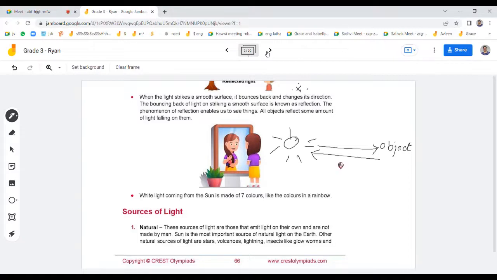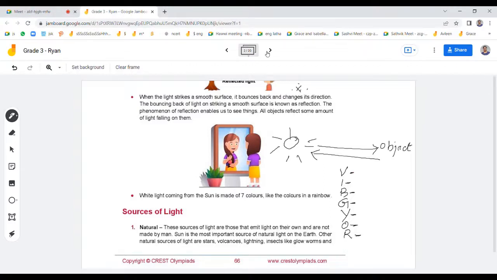How will you remember it? Those colors are very easy to memorize. See, the short form is VIBGYOR. R stands for red, O stands for orange, Y for yellow, G for green, B for blue, I for indigo, and V for violet. You remember this word, VIBGYOR. So these are the 7 colors of a rainbow.